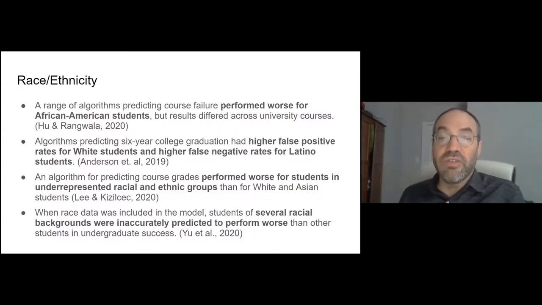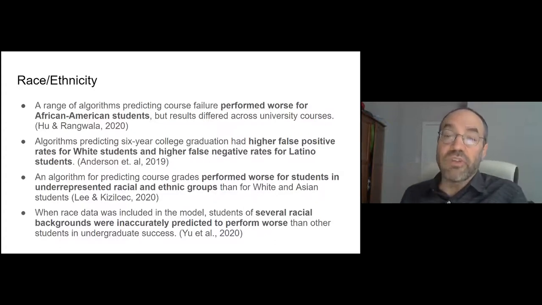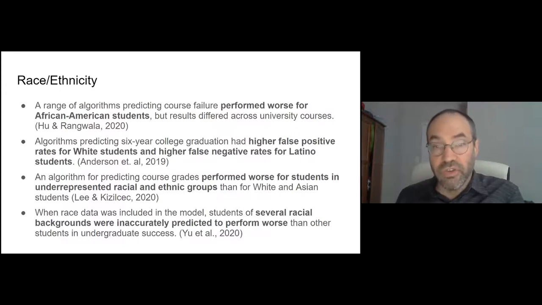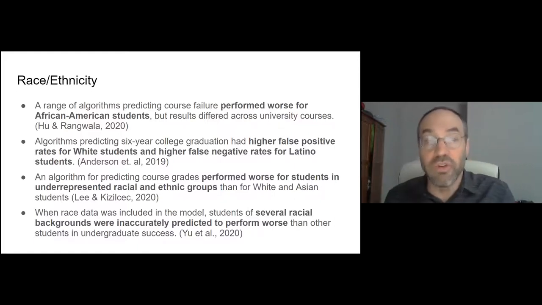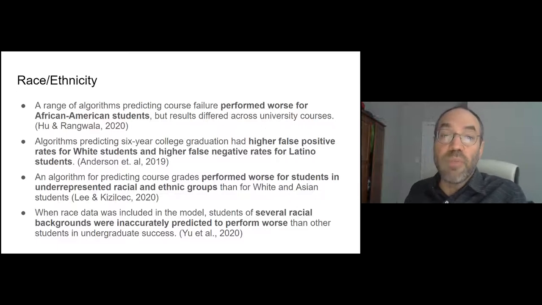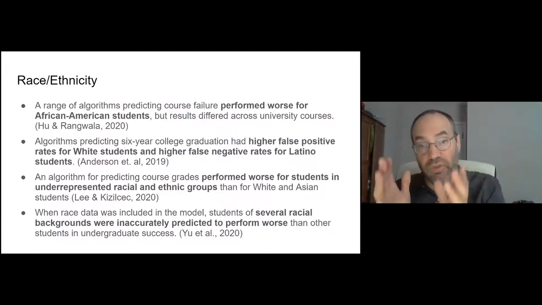Anderson et al. 2019 found that algorithms predicting sixth-year graduation had higher false positive rates for white students and higher false negative rates for Latino students. This is one of these cases where you're getting differential impact on different groups. And just because you're saying that more people in one group are going to graduate or that they're going to fail, it has different meanings, right?